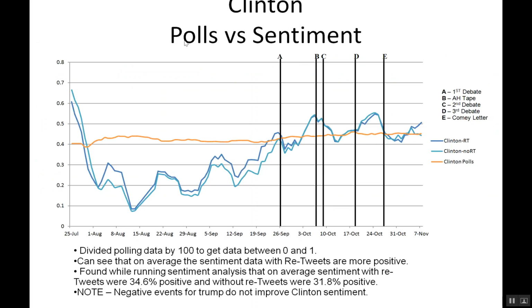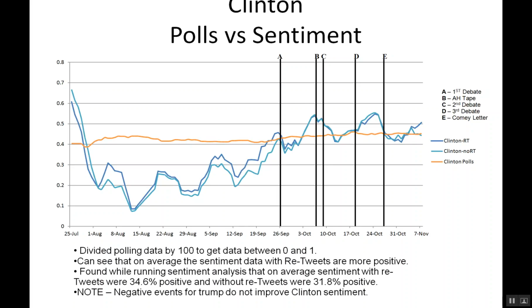So we can compare Clinton's polls versus sentiment here. This isn't super interesting, only because the polls don't move very much and we see the sentiment move a lot. I'm going to address this on the next slide. But there are some things I would like to discuss here, and that is that the Clinton retweets data is more often positive than the not retweets data, and overall it was 3% more positive.